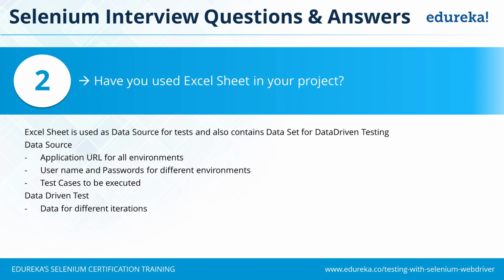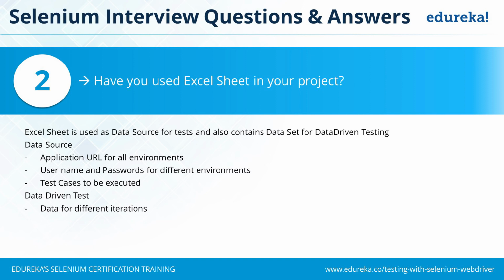Test cases to be executed. So this is a very peculiar use of Excel sheets, that is, what tests you want to execute. For instance, I have 200 test cases, but for a particular release or for a particular type of test, I don't require all of them. I just want to state which test cases are to be executed.